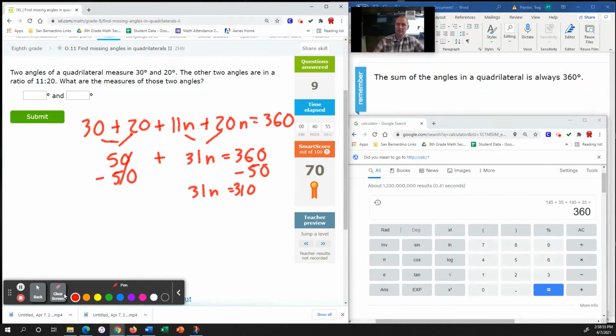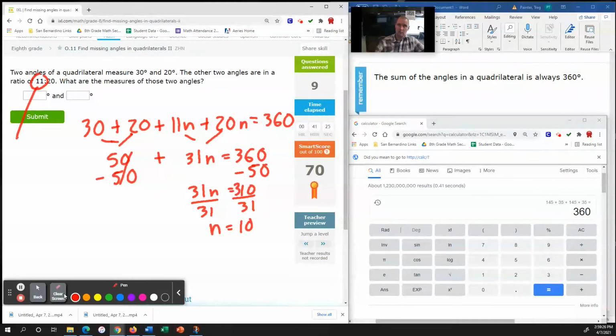Oh, it's a 10 ratio, right? So it is 31 times 10 to give you 310. So how do we get that? Divide both sides, right? So divide by 31, and n equals 310 divided by 31, which is 10. So there's our ratio there. It's a ratio of 10.